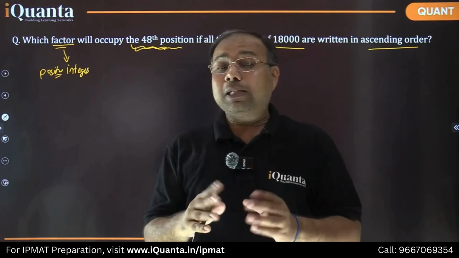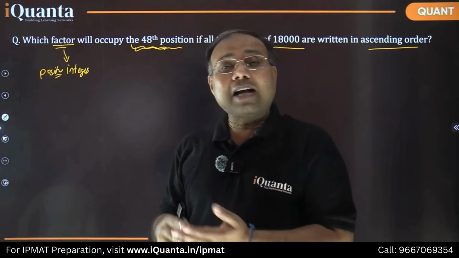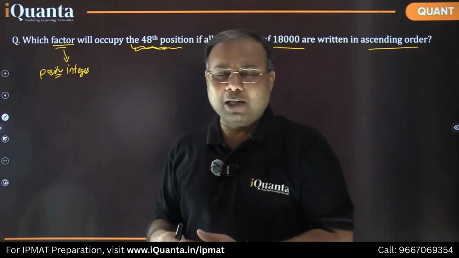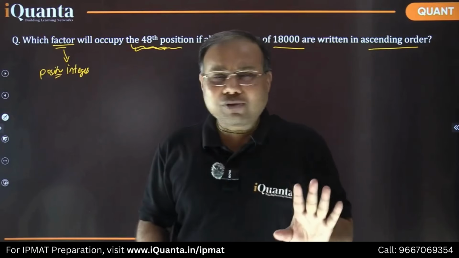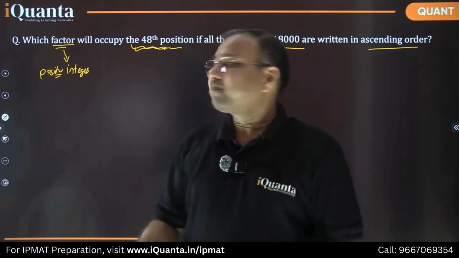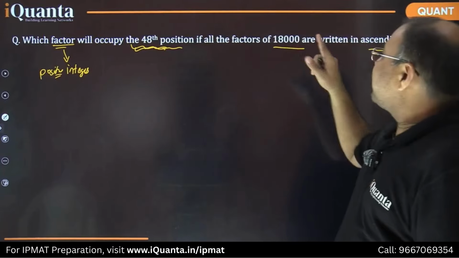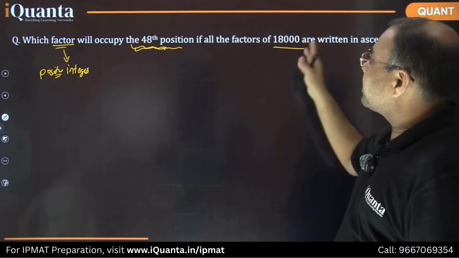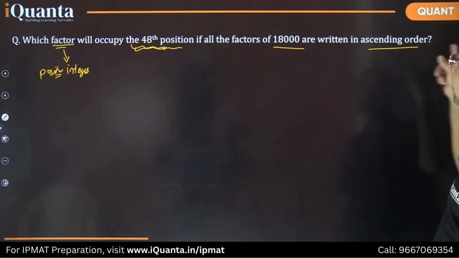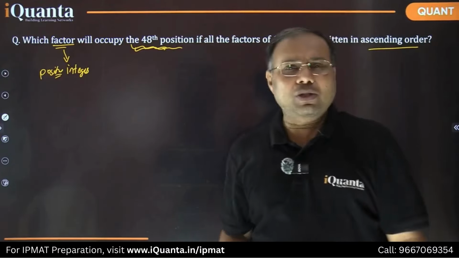Otherwise it couldn't be said which integers a number is divisible by. In that case negative integers will also be considered. So here we should not get confused by negatives, and of course not by fractions. We are talking about the positive integer factors which divide this number completely, and when they are written in ascending order, that means increasing order, which number will come at the 48th position?